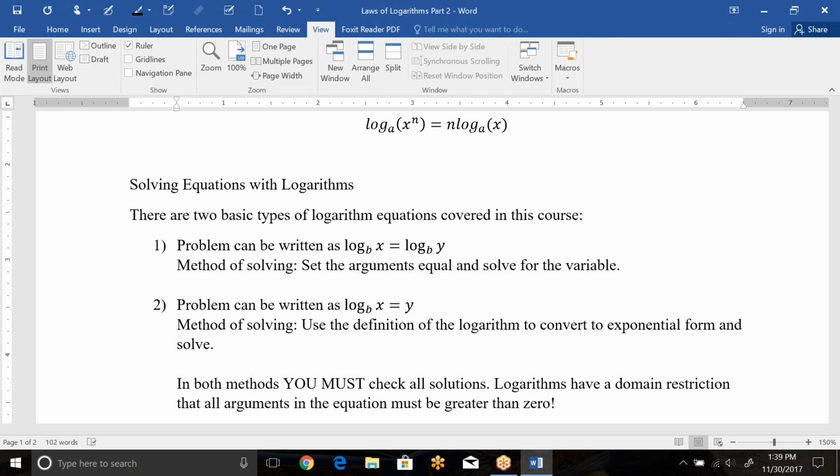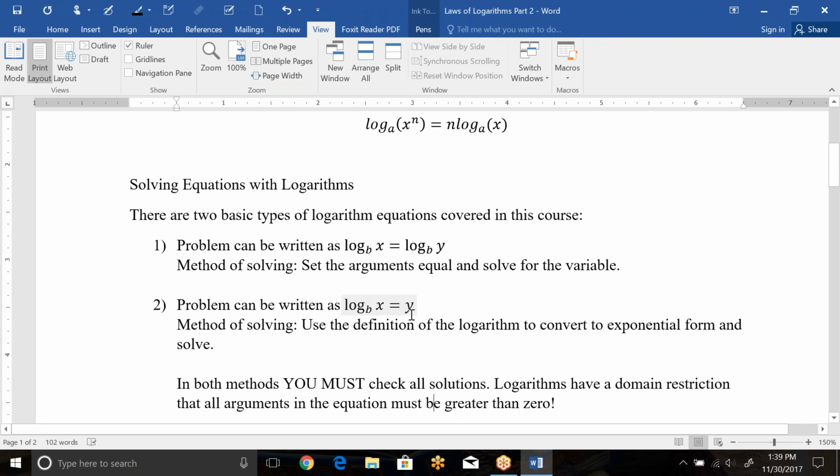If your equation has a singular term that does not have a log on it, so for example this y right here, then you cannot use method 1. So if you have a problem where there's a 2 or just an x and it doesn't have a log connected to it at all, then you have to get all the logs on one side, combine them down to one log using our properties, and then you have to use the definition of the logarithm to convert it to exponential form and solve from there.